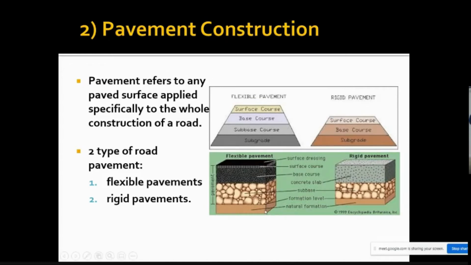Then we have natural formation is the subgrade tadi, bawah sekali. Okay. Then you have subbase. Lepas tu we have base course, then surface course. Surface dressing adalah yang dia punya minyak hitam tu lah. So we will see after this.